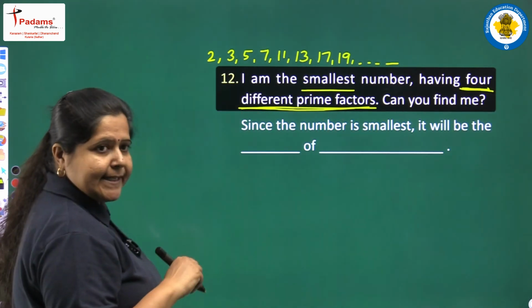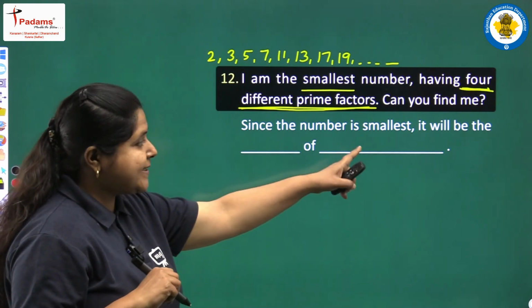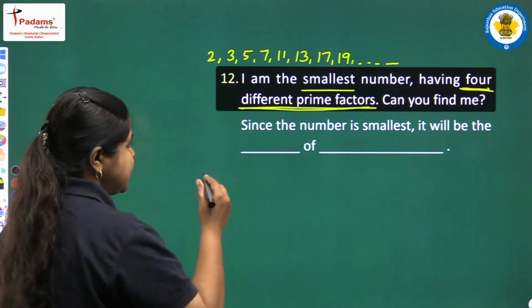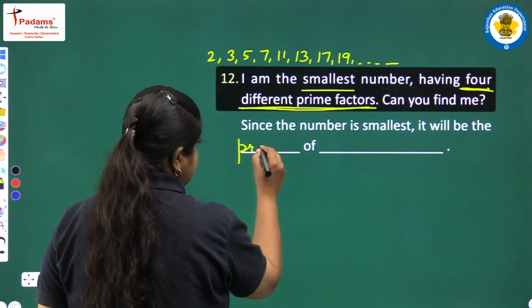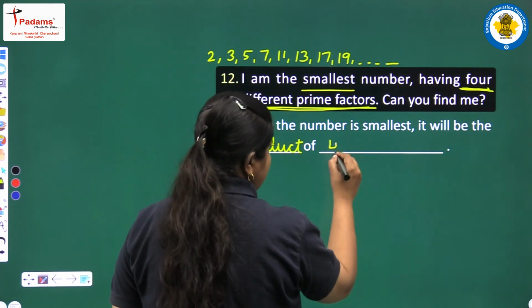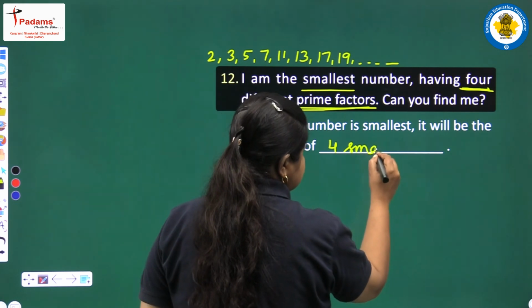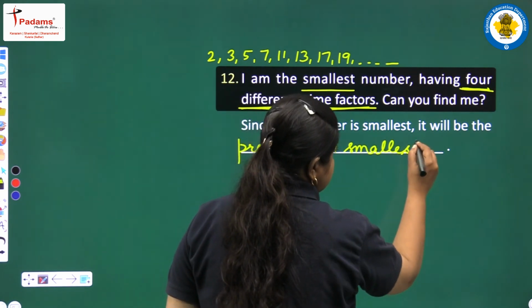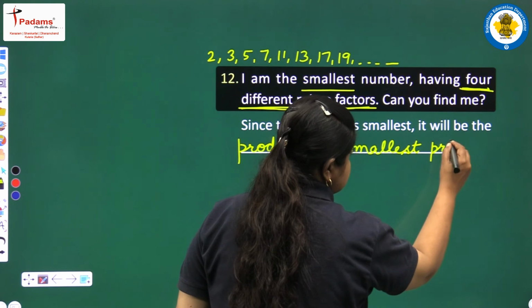And how we will get it? Since the number is smallest, it will be the product of 4 smallest prime numbers.